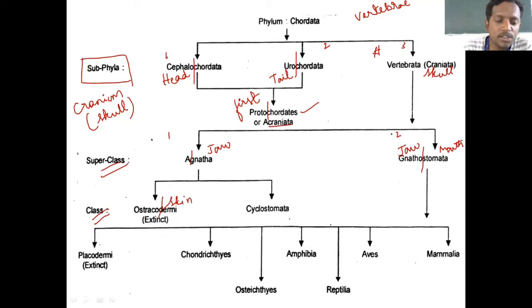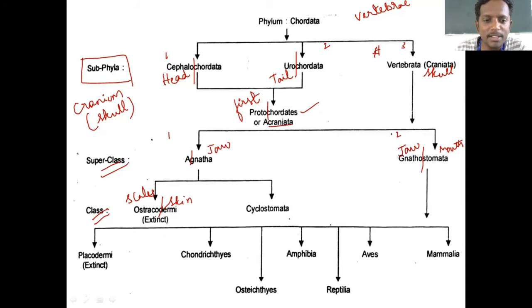Ostraco refers to scales, scaly skinned organism. Ostracodermi are animals with scaly skin. We will not study them in detail, we will just mention they are extinct.